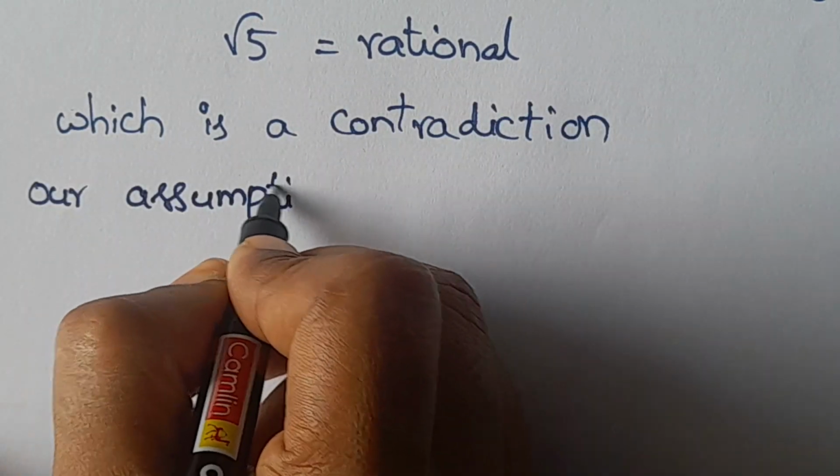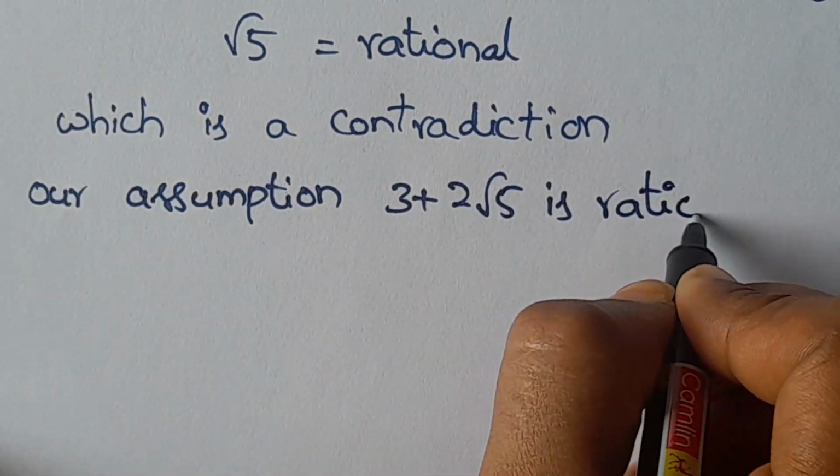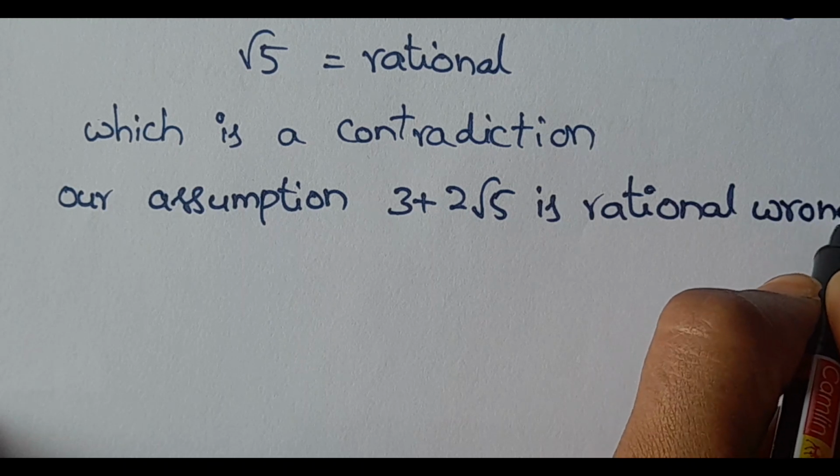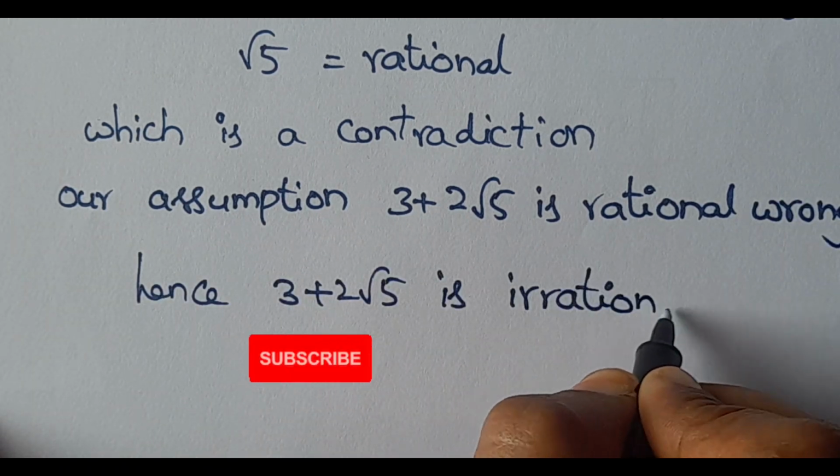Our assumption is 3 plus 2 root 5 is rational, which is wrong, and hence the given number 3 plus 2 root 5 is irrational. Hence proved.